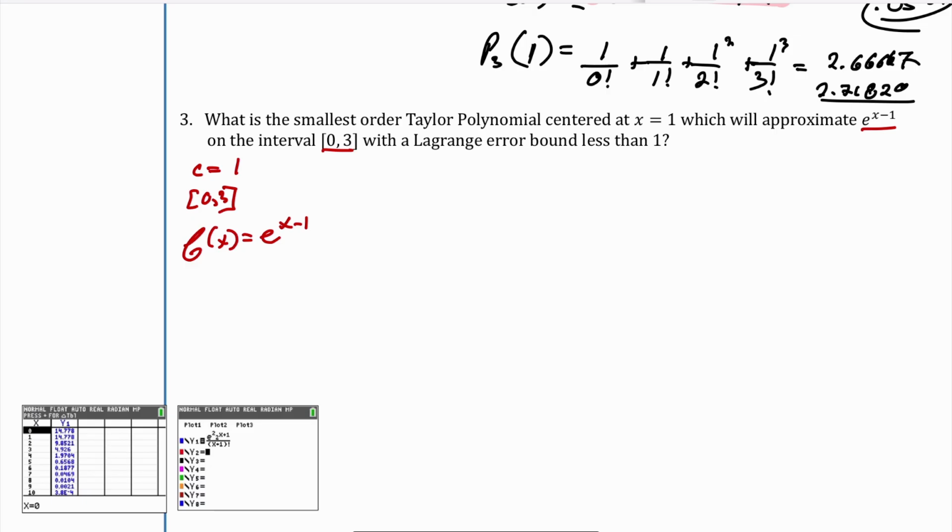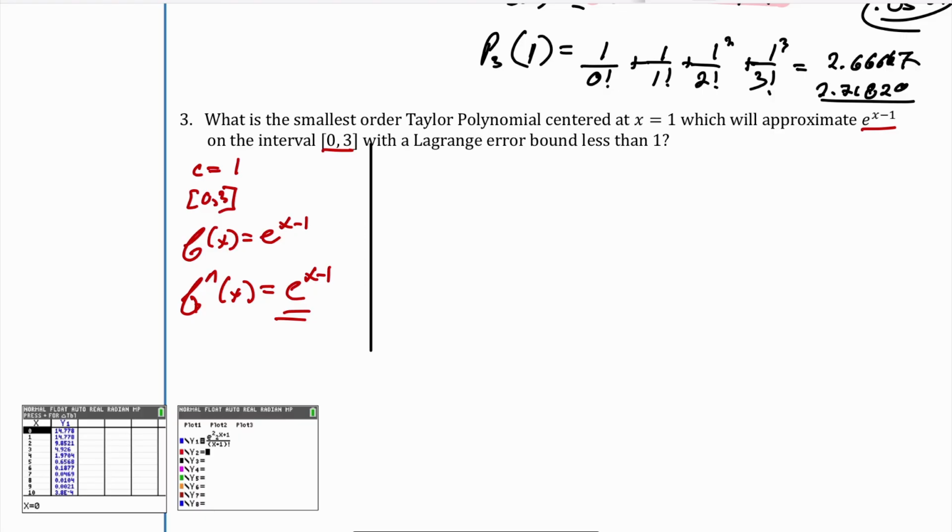And f to the nth power, the smallest order, any derivative of e to the x minus 1 is going to be e to the x minus 1. It's going to be a chain rule, but then the derivative of x minus 1 is just going to be 1. So all the derivatives are going to be e to the x minus 1. They do that on purpose. I think you'll find that it's not going to be very tedious on tests either.